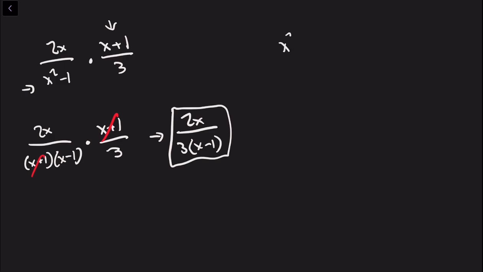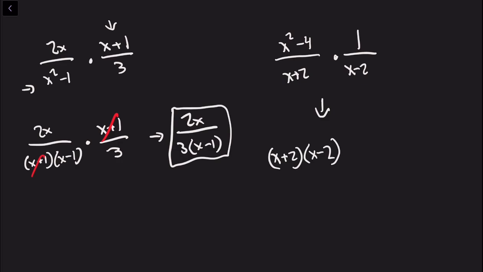Let's look at another one on the right side. If we have x to the second minus 4 divided by x plus 2, and we multiply this by 1 over x minus 2, let's see what we can do here. Well, we have a difference of 2 squares in our first term in the numerator. So I'm going to write right underneath. And we can say that this is x plus 2, x minus 2, over x plus 2. And this is multiplied by 1 over x minus 2.